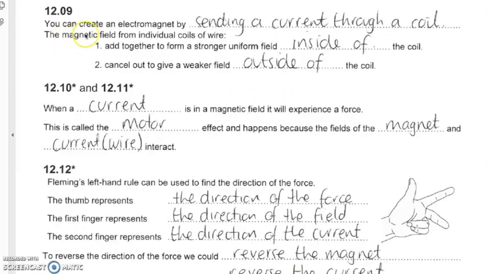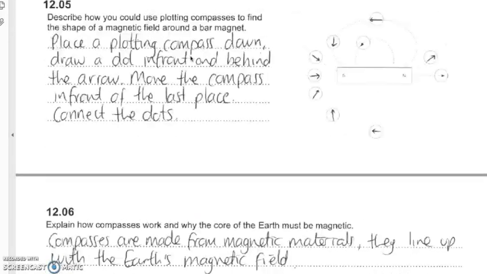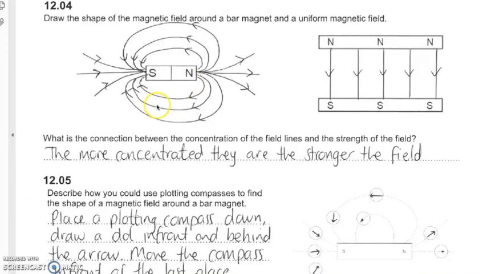Okay, so we can create an electromagnet, or what we call a solenoid, by sending a current through a coil. Okay, and what that creates, essentially, is a strong uniform magnetic field inside the coil. But outside the coil we will get a weaker field, because the field lines at the top and bottom of the solenoid or electromagnet will cancel out.